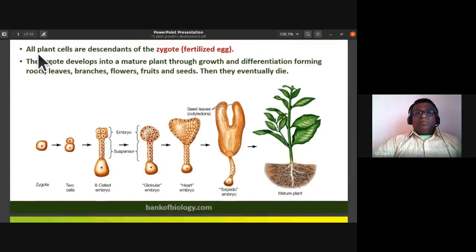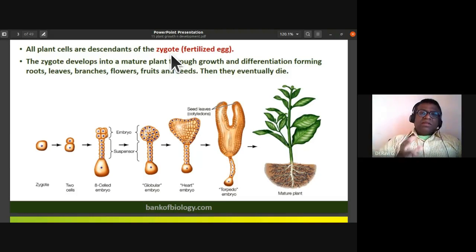A very important aspect: all plant cells are descendants of the zygote or fertilized egg. Many times I tell my students, what you are celebrating as a birthday is not really the day you began. That is the day that you were given birth to. But your life has started as a zygote. We all start our life as an individual cell, the zygote. The day we formed a zygote is the exact day we came into life.